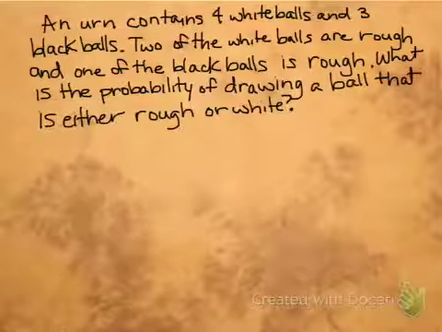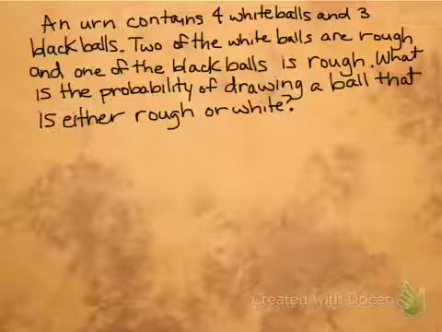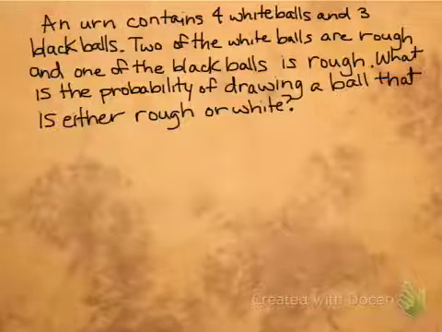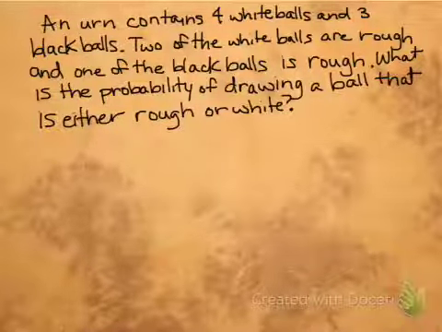Okay, an urn contains 4 white balls and 3 black balls. 2 of the white balls are rough and 1 of the black balls is rough. What is the probability of drawing a ball that is either rough or white? So this one I'm going to explain without using a Venn diagram, and then we'll draw the Venn diagram at the end. So the first thing that we want to write down is what it is asking us.